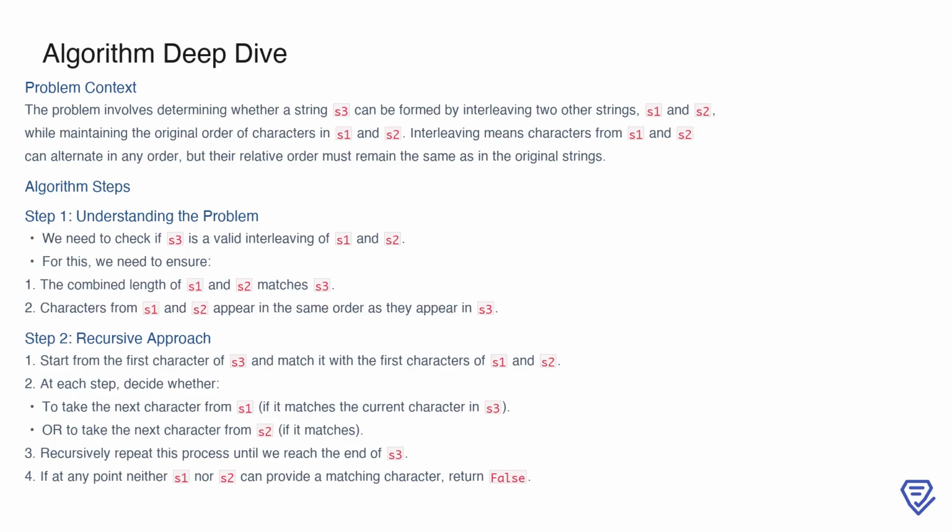Next, we can think about a recursive approach. Starting with the first character of S3, we check whether it matches the first character of S1 or S2. If it does, we proceed by removing that character from consideration and recursively check the remaining parts of the strings. If we reach the end of S3 and all characters matched correctly, interleaving is confirmed. If at any point no match is found, we return false. This recursive strategy forms the basis of our algorithm, but it can be computationally expensive due to repeated work on overlapping subproblems, which we'll address next.